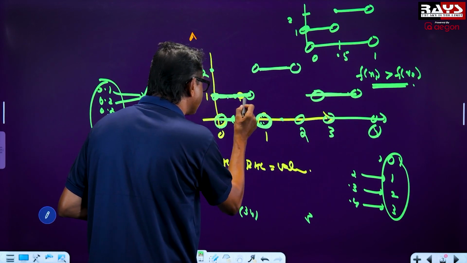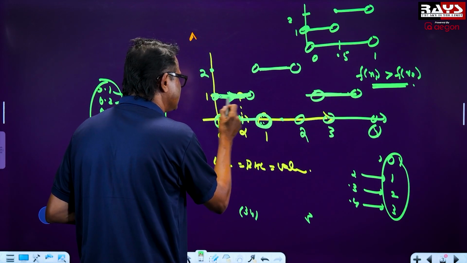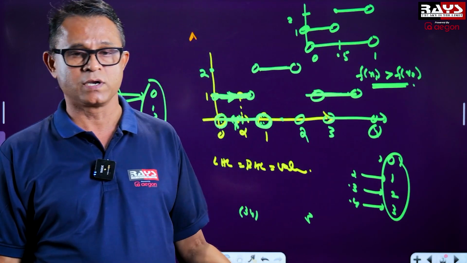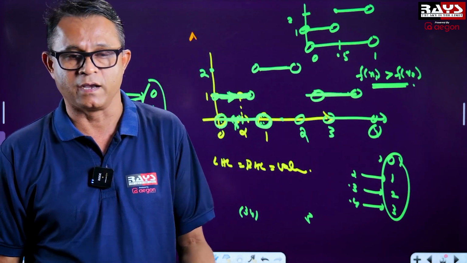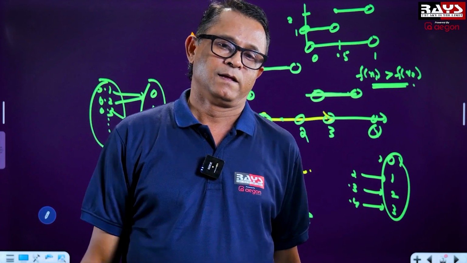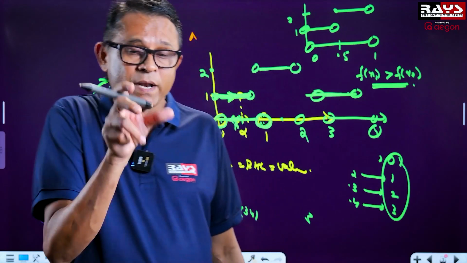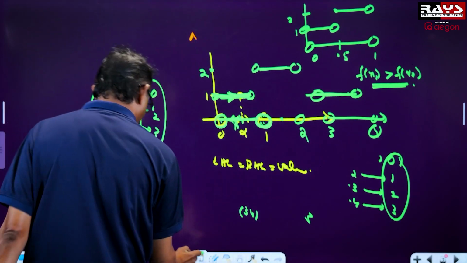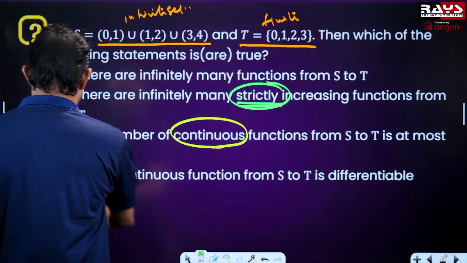And this continuous function is a straight line. A straight line is always differentiable. Moreover, it's a horizontal straight line, and every horizontal straight line is differentiable. What is its derivative? That is equal to 0 only. Since it is an open interval, it is continuous, and that is differentiable. So option D is correct.